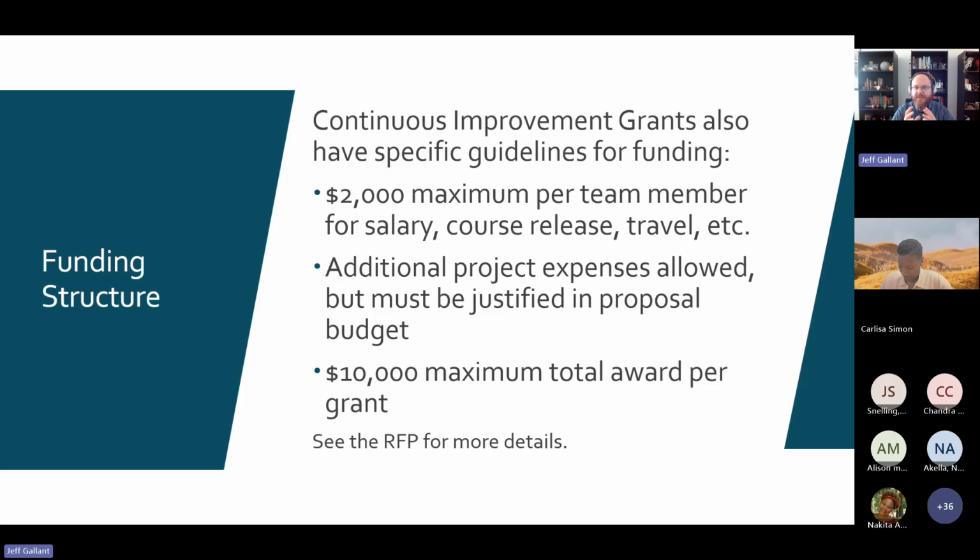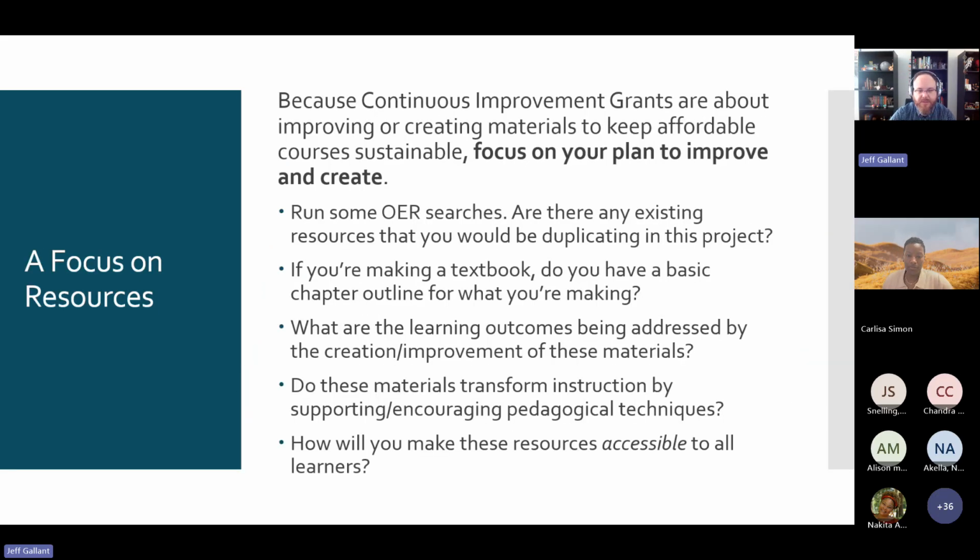So the same considerations apply here when it comes to these are all maximum amounts. You can take less per person and do some project expenses in there if you want to meet the maximum amount per grant. You just can't go over it. So because continuous improvement grants focus on resources, what's going to matter here is your plan to improve and to create them. Make sure that you're not just reinventing the wheel.